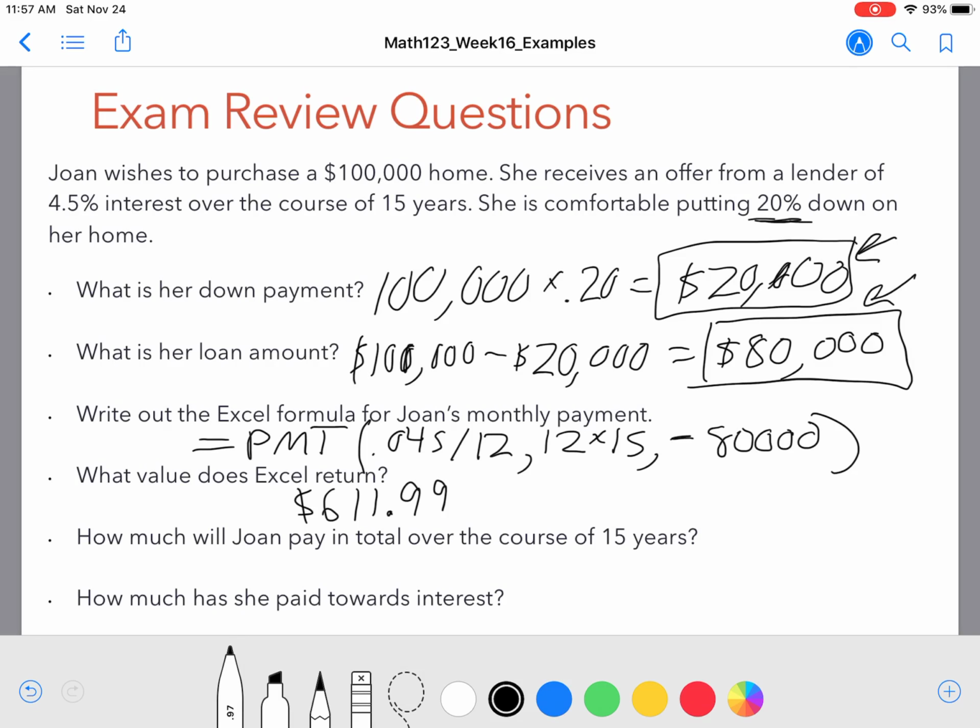Okay. So next question is, how much will she pay over the course of 15 years? So she's going to pay $611.99. She's going to pay that every month. So we're going to multiply by 12, and then she's going to do that for 15 years. So then we're going to multiply by 15, and let's see what we get.